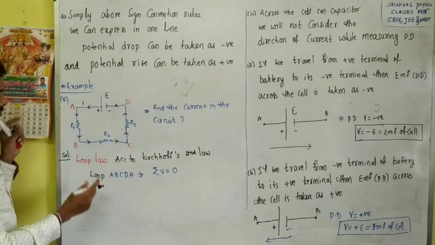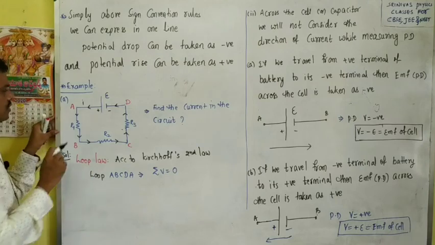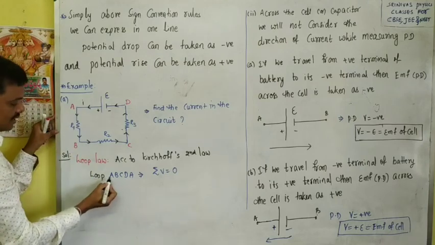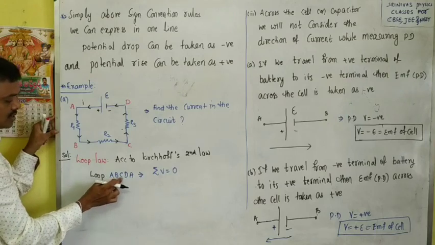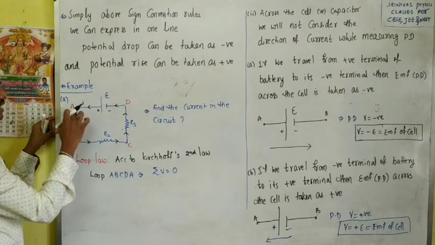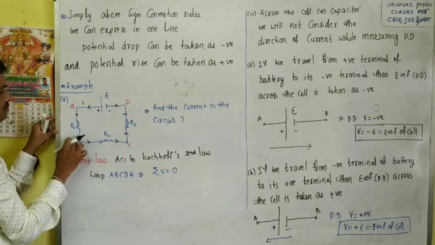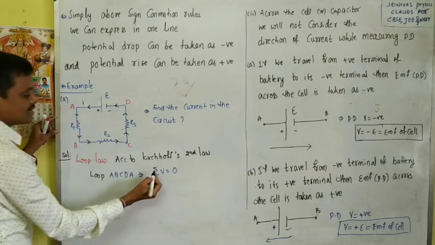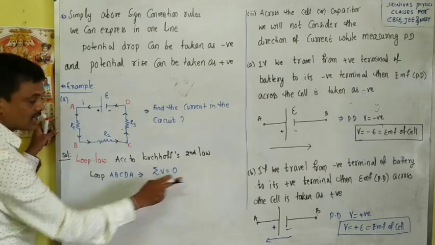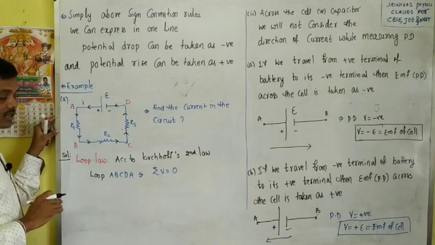What are the potential differences? First, how to find them out, you have to listen very carefully. I am traveling from A to B. For the loop, I am selecting A to B, B to C, C to D, D to A. You may select it like this instead: A to D, D to C, C to B, B to A. Okay, let us see. The second law is that the algebraic sum of potential differences is equal to 0. We have to apply the sign convention rules.